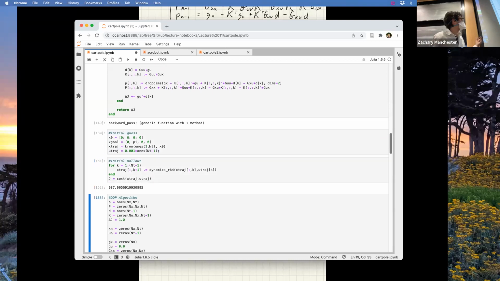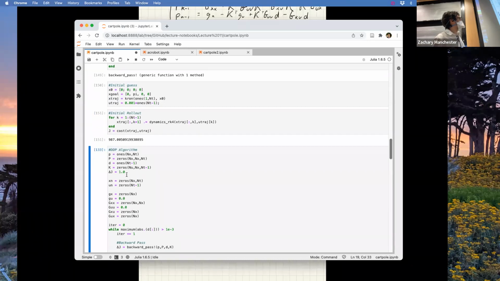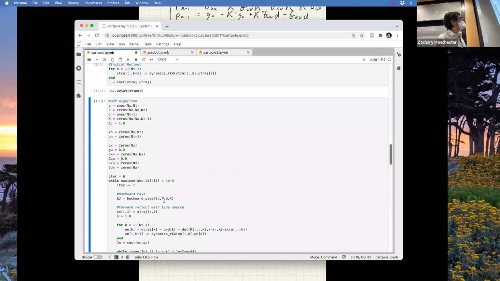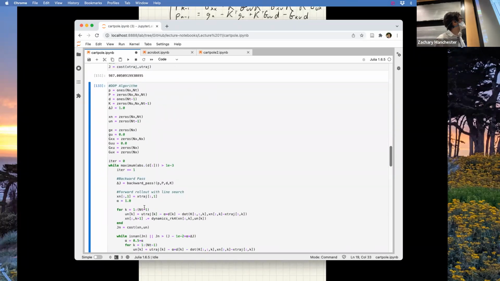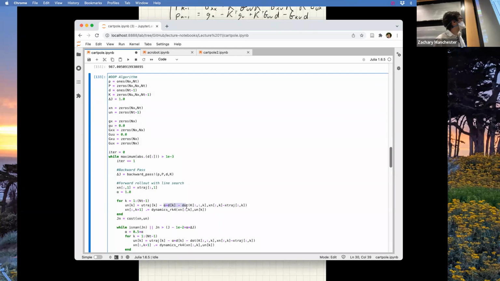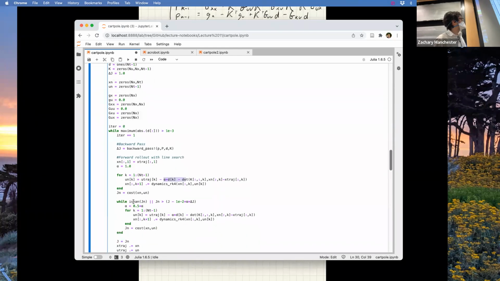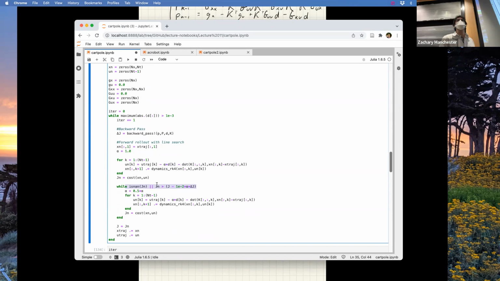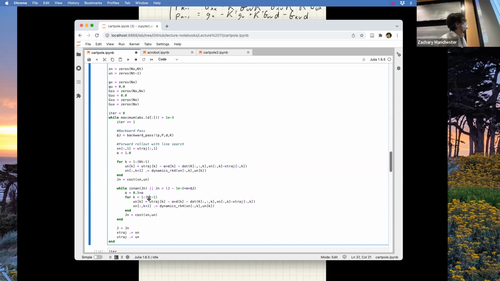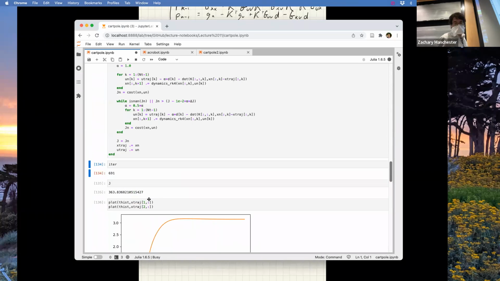Initial rollout, evaluate the cost. And then here's the rest of the algorithm. Backward pass, and then this is the rollout stuff we just talked about. We just wrote this down. And then this is my line search stuff. I have a little extra checking in here because there are situations where things can blow up on you, so I check for NaNs. Otherwise, it's exactly what we just wrote down. Okay, so this is actually going to run now.